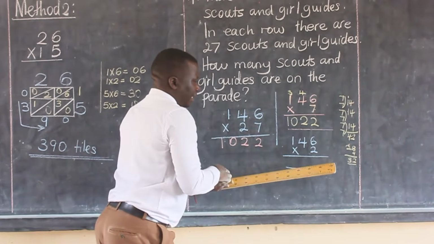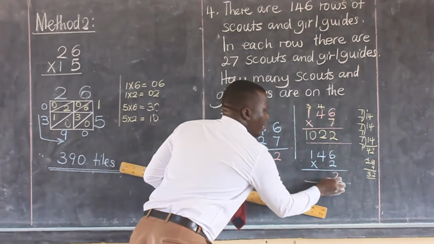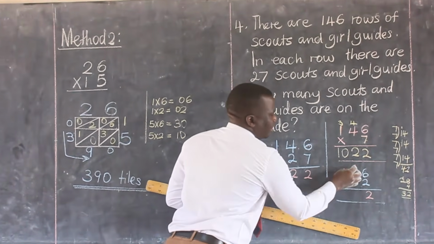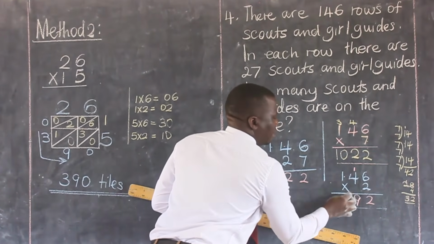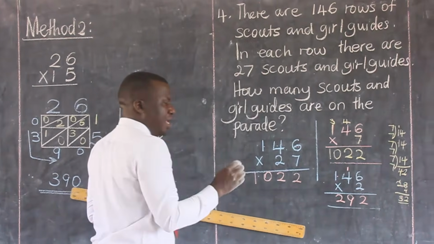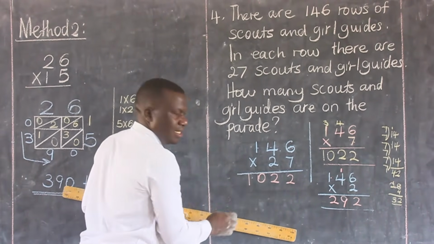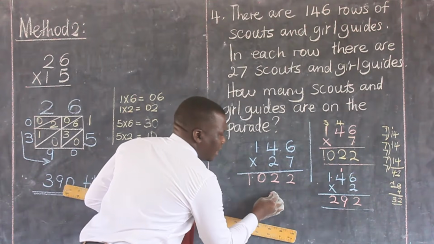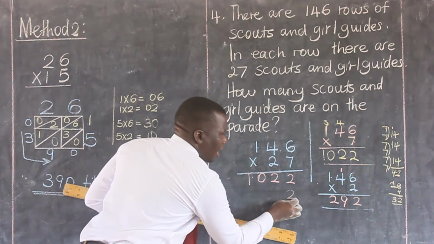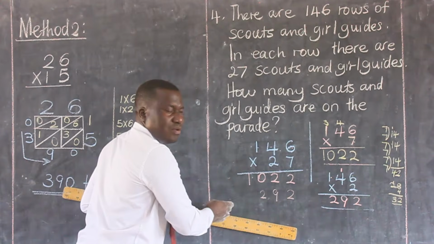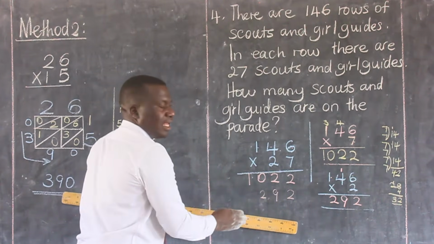We shall get here 12, right, 2 carry 1. This is 8 plus 1, 9. This is 2. So now here, many of you fail in this method by writing 2 here, 9 here, 2 here. You are going to fail. Don't do it like that.